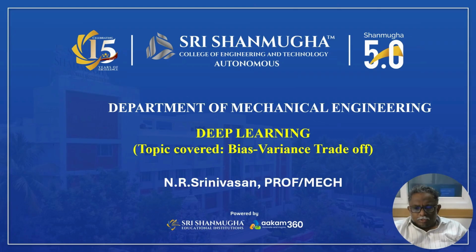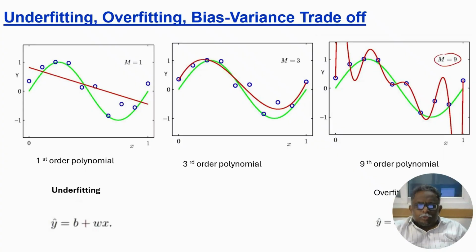I'm going to talk about the bias variance trade-off, which is the most important topic in machine learning and deep learning. And before talking about the bias and variance trade-off, we should understand some mathematical representation of data.